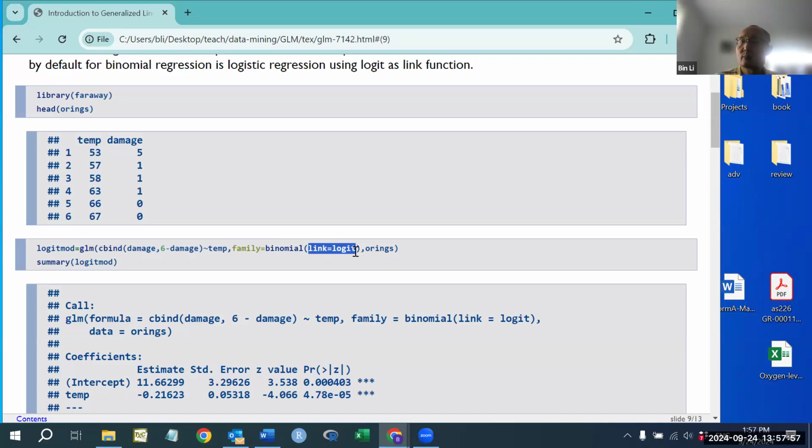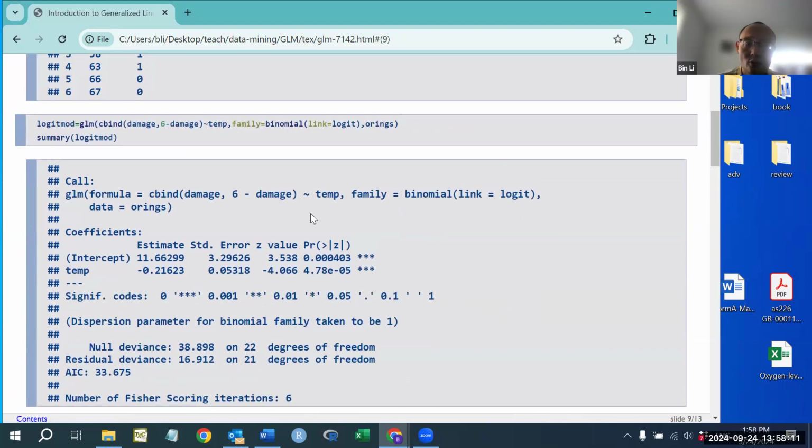But if you want to use some other link function for the binomial response, then you have to specify it explicitly. Here I just show you an example, and the data set is the O-ring. So that's how you program it in R. Then we have the summary statistics for the fitted model.